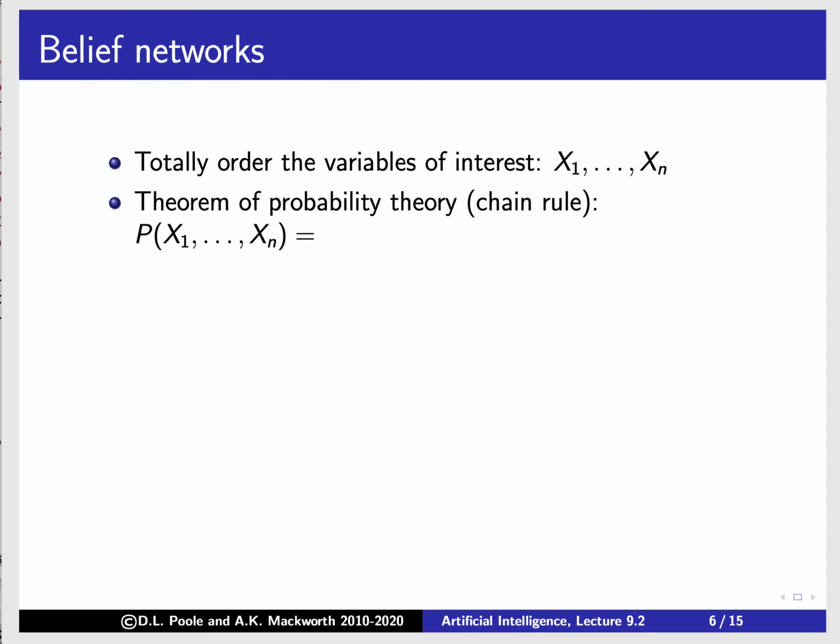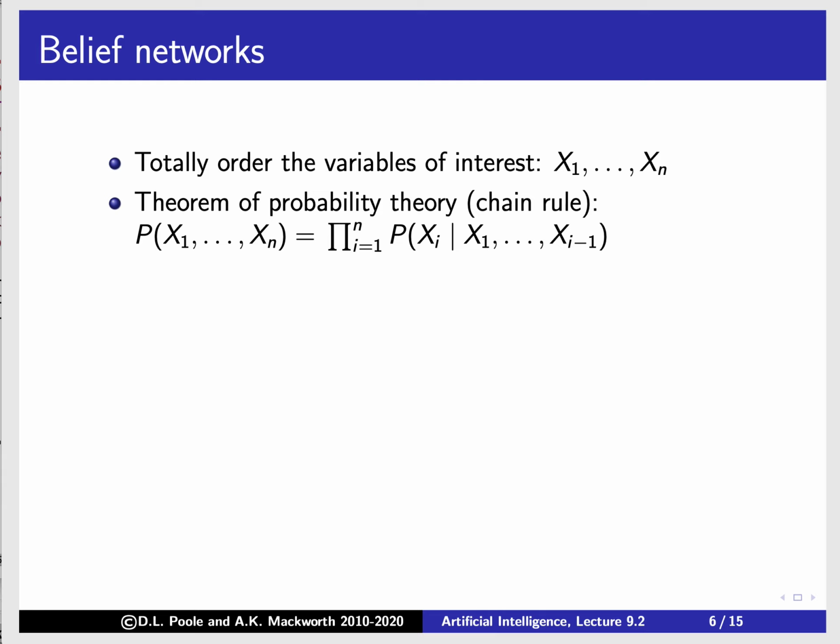So let's try and formalize what we just said. We're going to assume we have a whole lot of variables of interest, x1 to xn, and we're going to put them in a total order, a particular ordering. By the chain rule of probability that we did before, the probability of x1 to xn is the product from i equals 1 to n of the probability of xi given the previous ones.